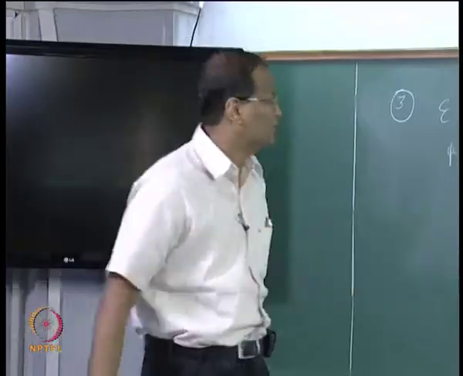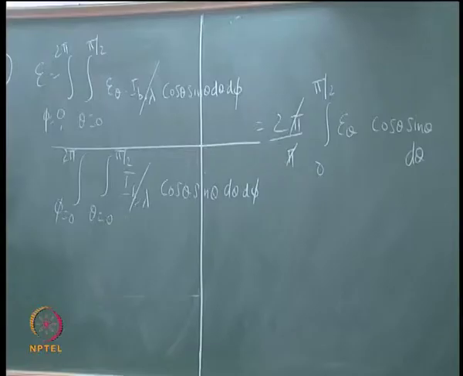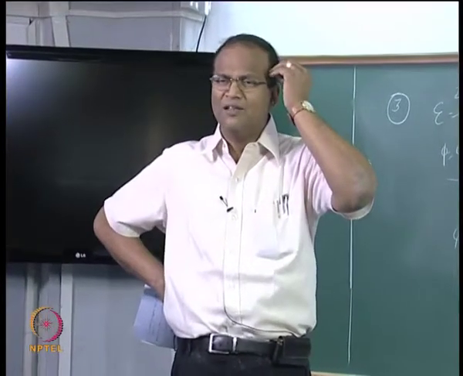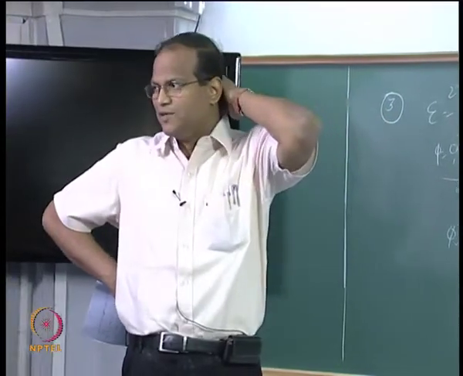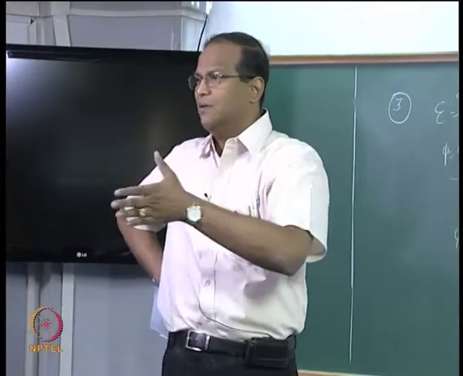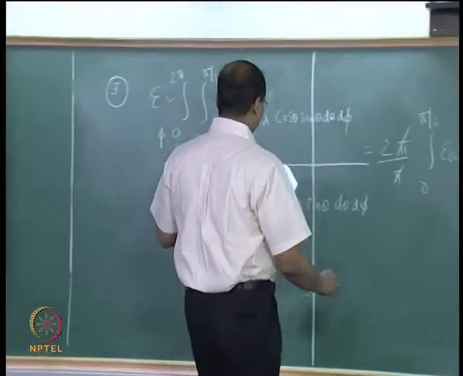I gave you the surface is isotropic in the phi direction, that is there is no change in this direction. We can give one more dependence on that, we can say that epsilon is a function of phi also, then we can make things complicated, but that will be basically an academic exercise. Very few surfaces have both dependence on zenith and azimuthal angles. Okay, so this is like this. Now it is pretty straightforward.